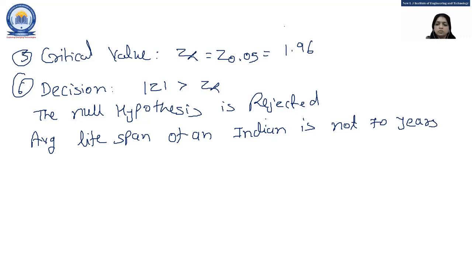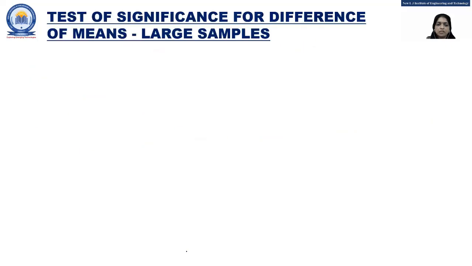Okay, so this is the example for the single mean of large sample. Let's move to the test of significance for the difference of mean of large sample. Students, for the difference of mean, we have two samples and two means. With the help of the two samples and two means, we can check the hypothesis for the difference of mean of large sample. So let's start the working rule.